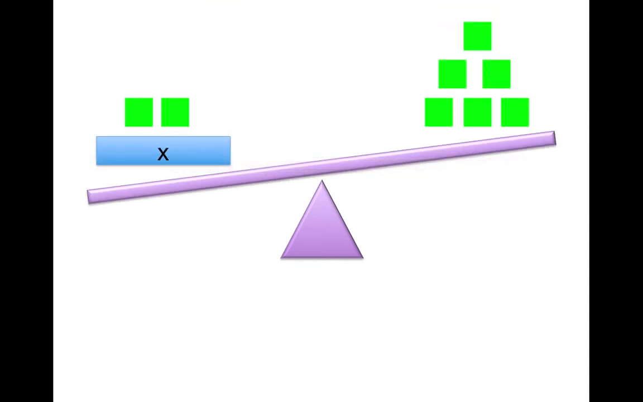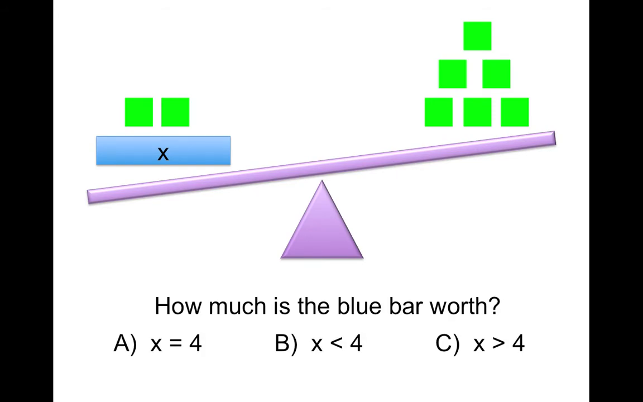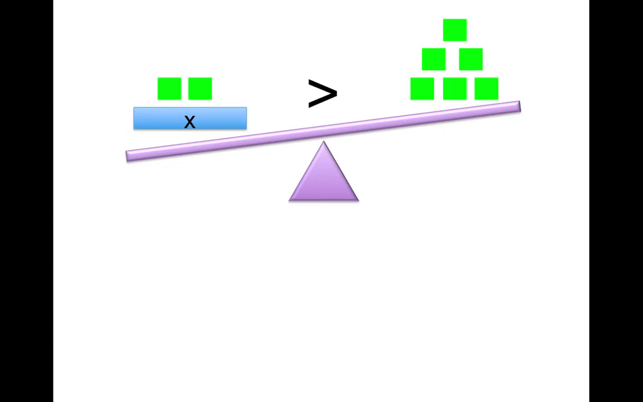There are 6 green squares on the right side of this balance. There are 2 green squares and an unknown value on the left side. Which statement must be true about the value of the blue bar? The blue bar must be worth more than 4 green squares. Since the left side is heavier, we can say the left side is greater than the right side.